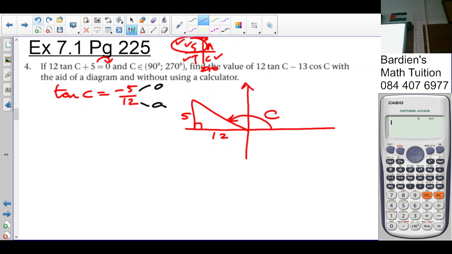This is on the positive part of your y-axis, not so. Therefore, y is positive. Can you see that, people? So the 5 is positive. This is on the negative part of your x-axis, not so. Therefore, your 12 has to be negative. Hence that negative there. Remember, negative 5 over 12 is the same as 5 over negative 12. Not so?